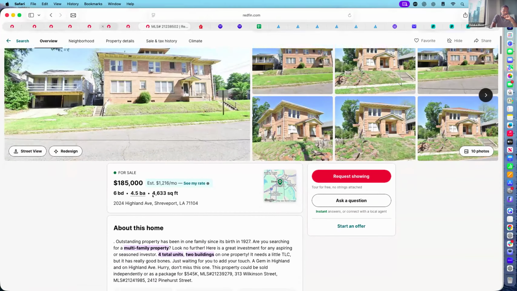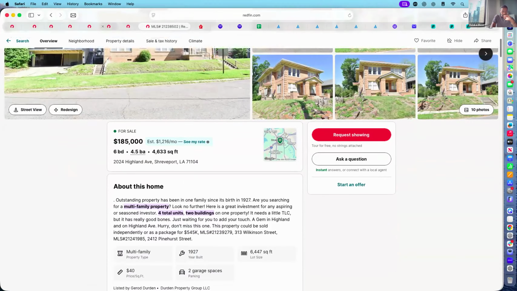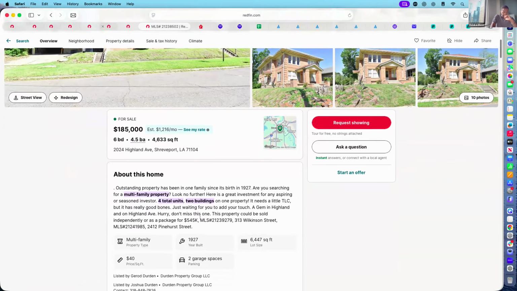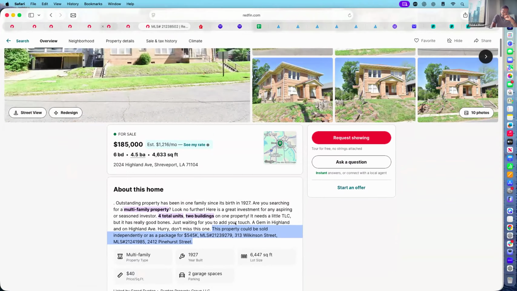Cool. I don't really see a multifamily that I'm even wanting to put on this. This property could be sold independently or as a package. Have you called this yet? I have not. I just started looking at it, and we're talking about 4 units, 2 buildings, could be wrapped up with a couple of other properties. It's getting into some weeds here. How do we even begin to value something like this?